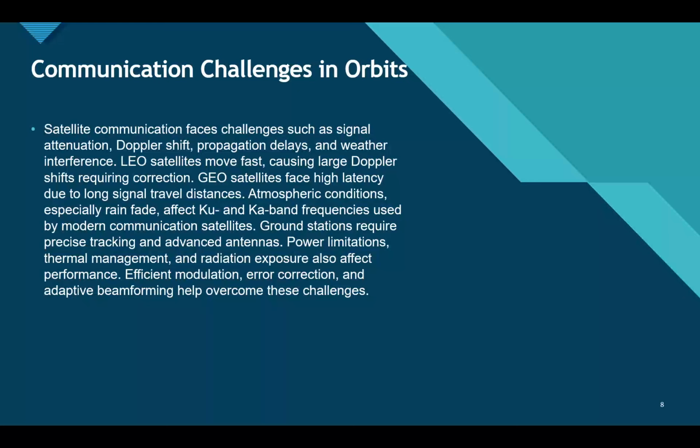Then we have Doppler shift. It is significant in LEO because satellites move very fast. So ground stations use advanced tracking systems. Satellites also face issues like power limitations, thermal management, and radiation exposure. To overcome all these challenges, techniques such as efficient modulation and adaptive systems are used, which fight these issues.